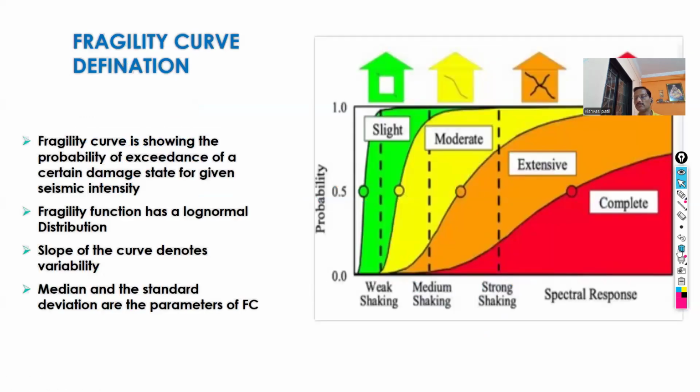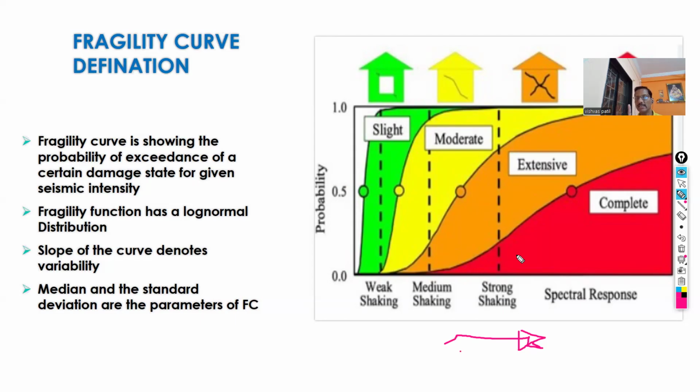Now this is the outcome of the probabilistic framework. The seismic fragility curve shows the probability of exceedance of a certain damage state for a given seismic intensity. In simple terms, it is a curve with probability on the y-axis and seismic intensity on the x-axis.